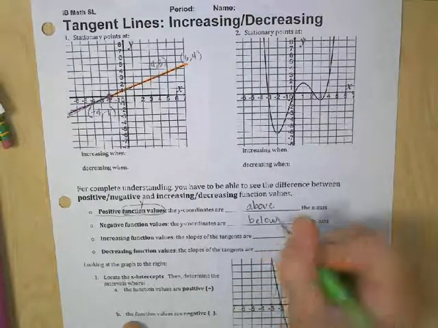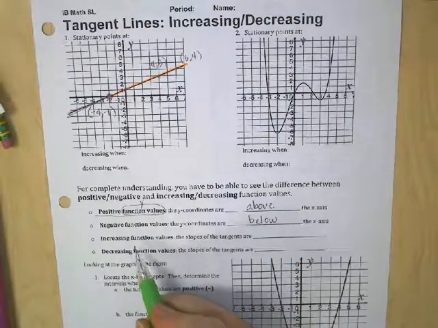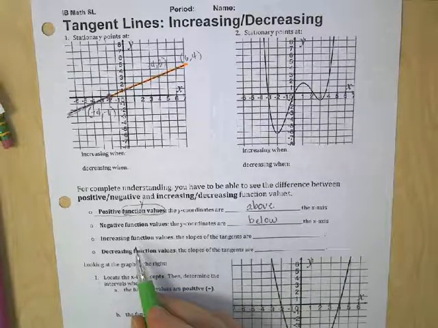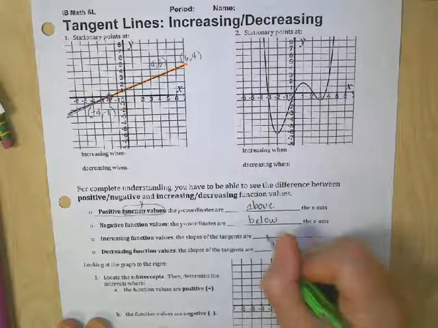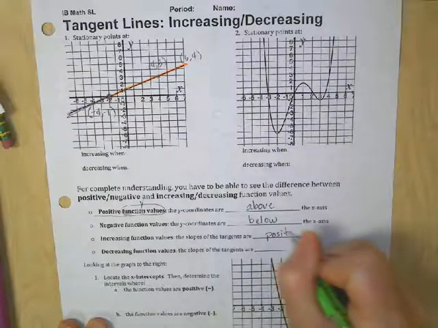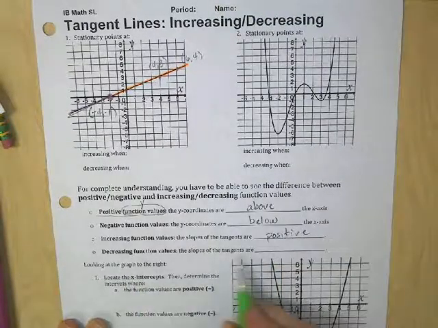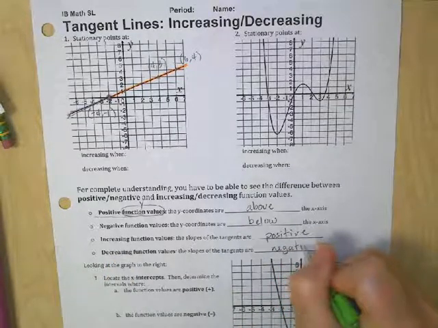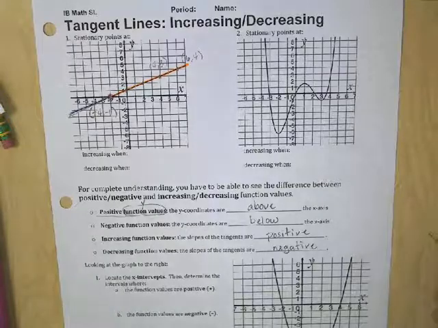Okay, and then this is a review from the notes. Increasing means positive slopes. So the slopes of the tangents are positive, and the slopes of the tangents are negative for decreasing. So with that little clarification, hopefully you can make your way through the rest of this.